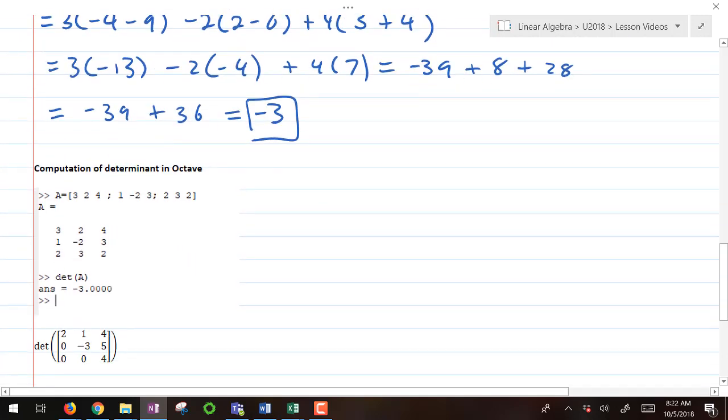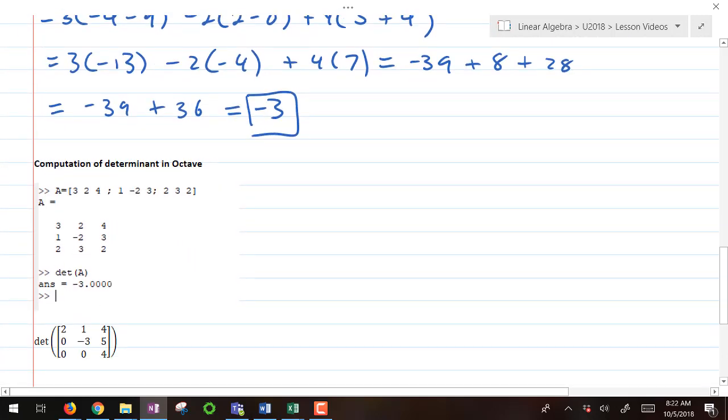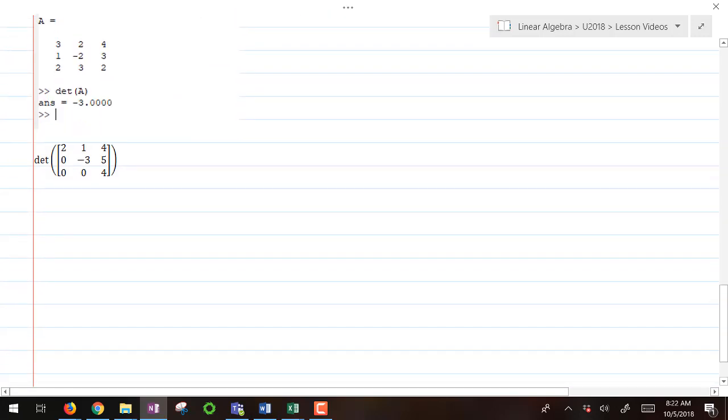All right. I did stick it into Octave just so we can see how to perform those computations. In Octave, the command is determinant, or det. There's the matrix. I just entered the matrix we just did and got the minus 3 there to verify my answer.